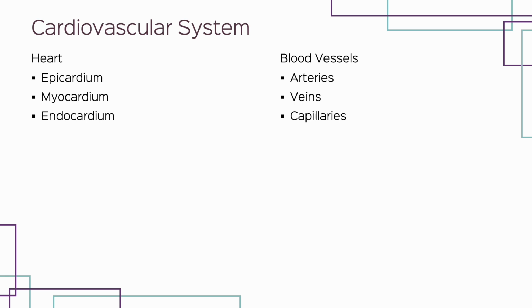The cardiovascular system is made up of the heart and the blood vessels. The heart pumps to move blood throughout the body, throughout the pulmonary circulation and systemic circulation. The heart is composed of three layers: the epicardium, which is the outer lining, the myocardium, which is the main heart muscle, and then the endocardium, which is the inner lining. The muscles of the heart sit in a fluid-filled sac called the pericardial sac.